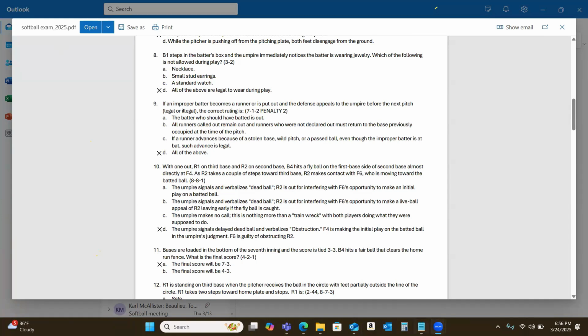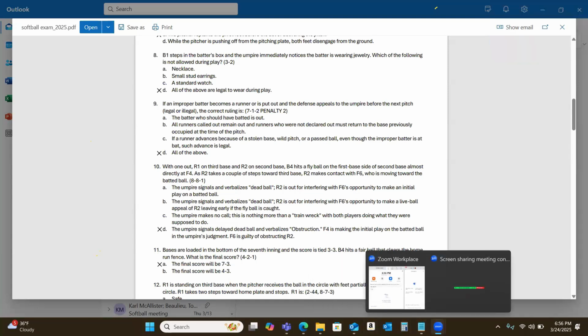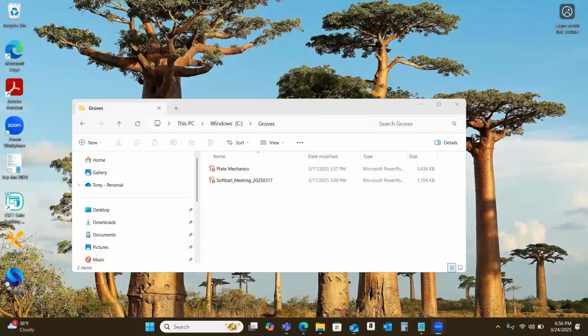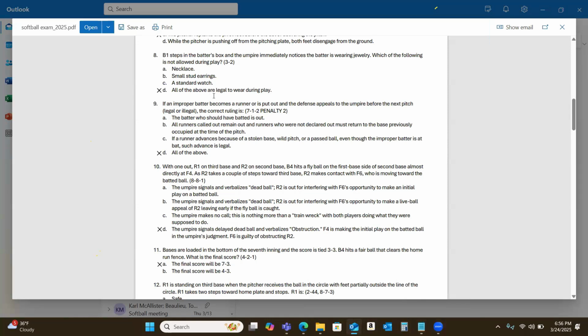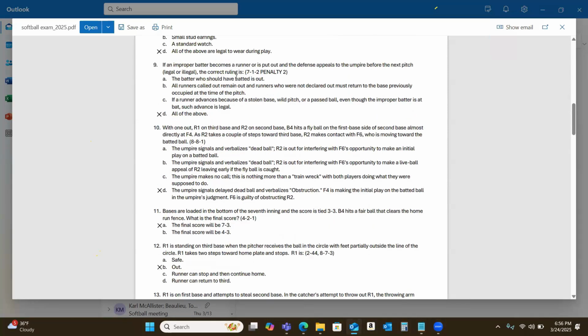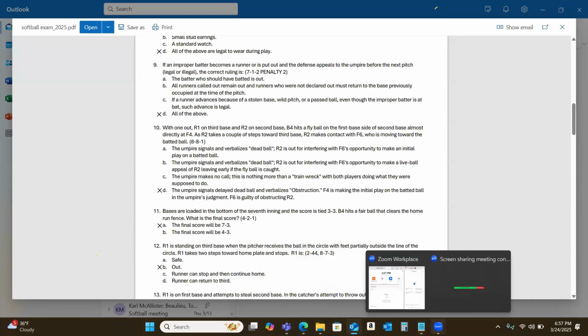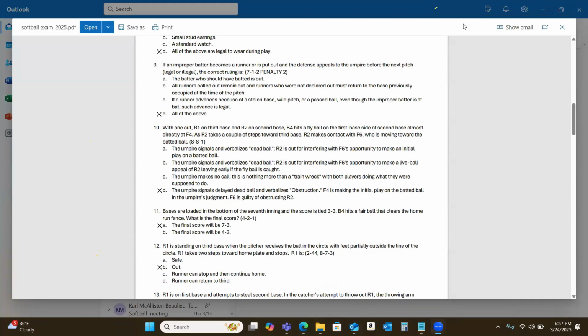So again, the batter who should have batted is out. So the wrong batter batted, and we've not thrown the next pitch. That's pretty straightforward. This is where it gets a little weird. All runners called out remain out. So the wrong batter has batted and she hits into a double play, right? You have a runner going from first to second, that runner's put out, and then the batter is put out as well. Those outs would stand. But the second part of that is, runners who were not declared out must return to the base previously occupied at the time of the pitch.